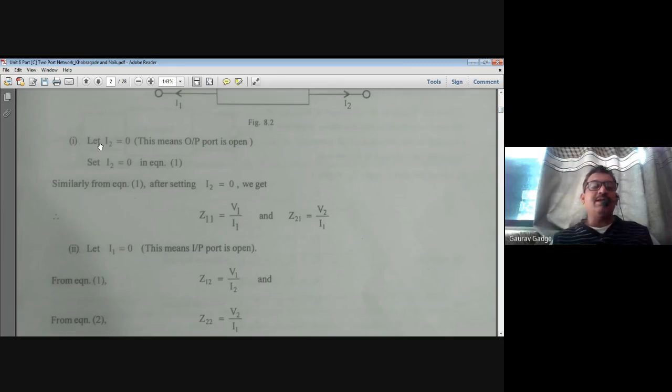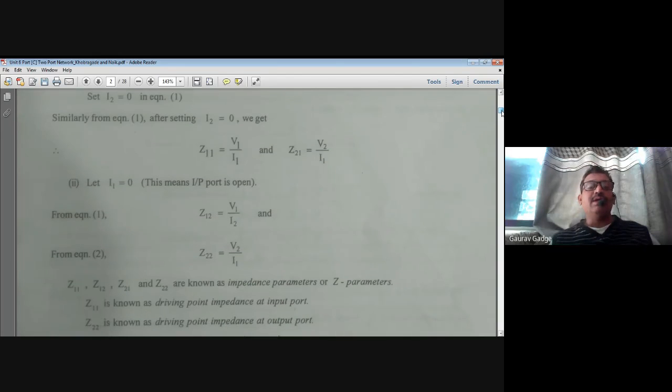So let I2 be equal to 0. That means you have to open circuit the output port. As soon as you open circuit the output port, I2 becomes 0. So when I2 is equal to 0, what we can write is Z11 is equal to V1 upon I1 and Z21 is equal to V2 upon I1. Now, in second case, make I1 equal to 0. It means make input port open. As soon as you make it, what you get is Z12 equal to V1 upon I2 and Z22 is equal to V2 upon I2.